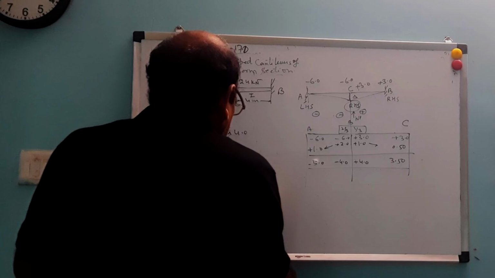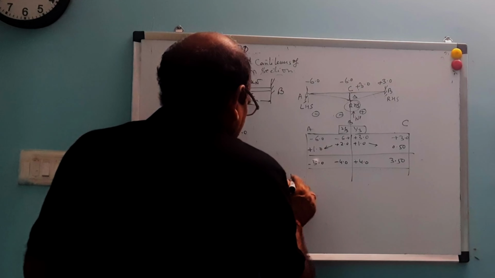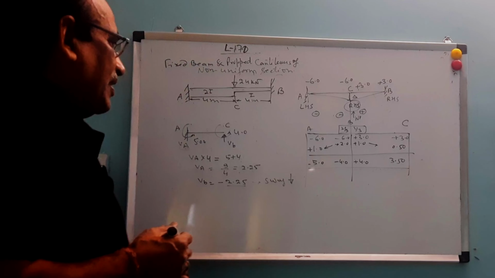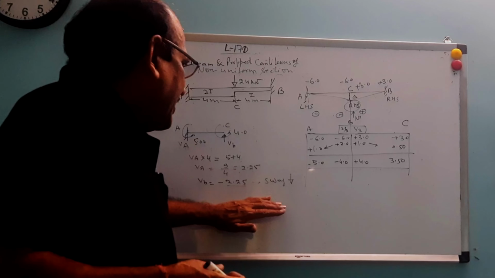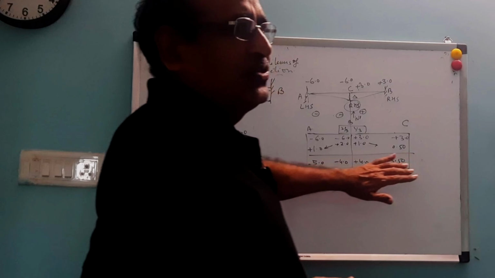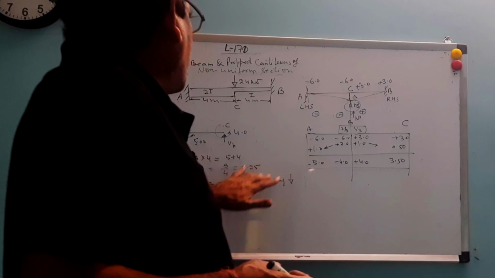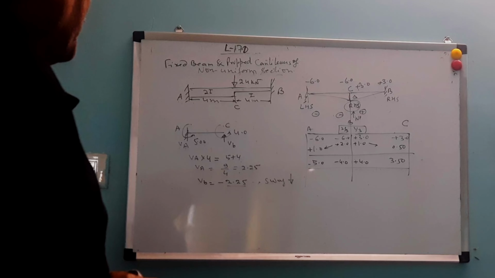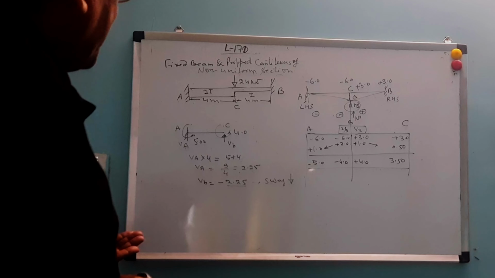So we are getting sway. This is your sway, and this sway is downward. This 2.25 sway is created because of this moment. So because of this moment we are getting this 2.25 sway.